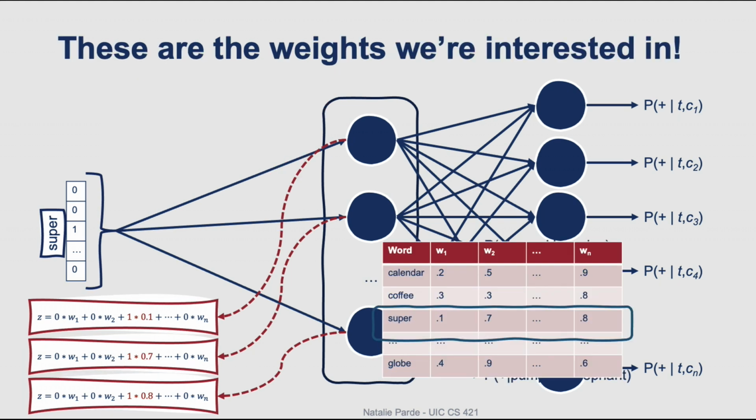So for the input word super in this example, we might have a vector of weights 0.1, 0.7, all the way to 0.8 for unit n. These are the weights we're interested in and are the actual embeddings learned by Word2Vec.